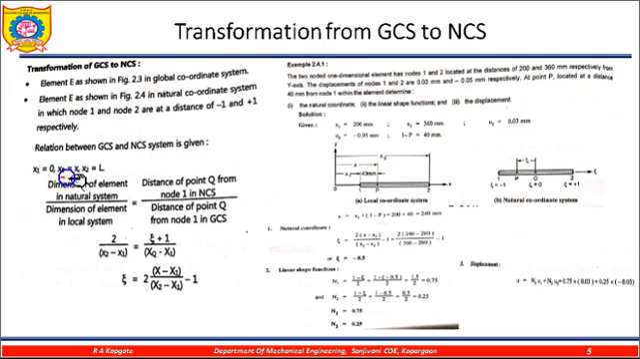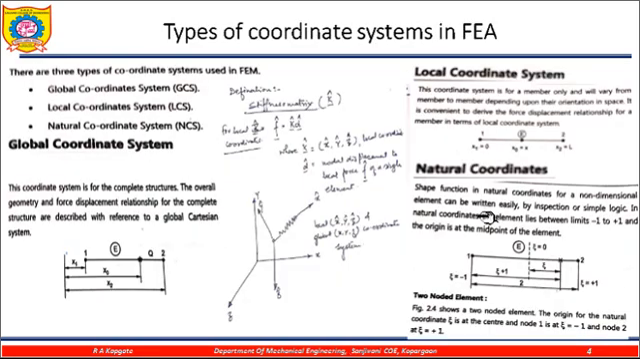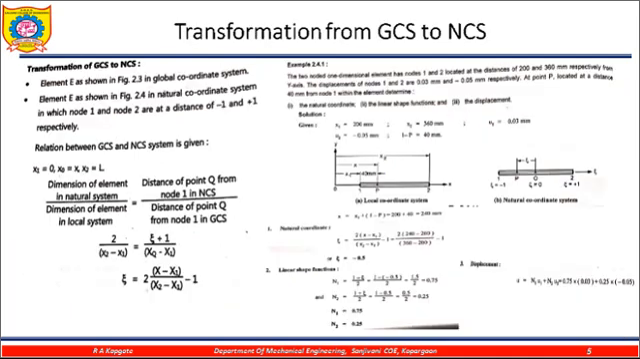Then x0 is equal to x and x2 is equal to L. x1 is equal to x and x2 is equal to L. So we need to manipulate this one. The relationship is developed that the dimension of an element in the natural coordinate system divided by the dimension of the element in the global coordinate system is equal to the distance of a point q from node 1 in the natural coordinate system divided by the distance of point q from node 1 in the global coordinate system.